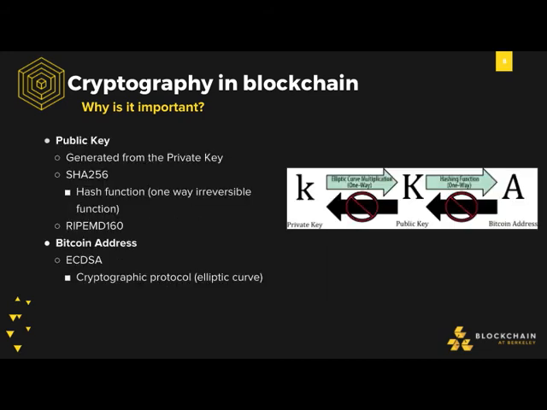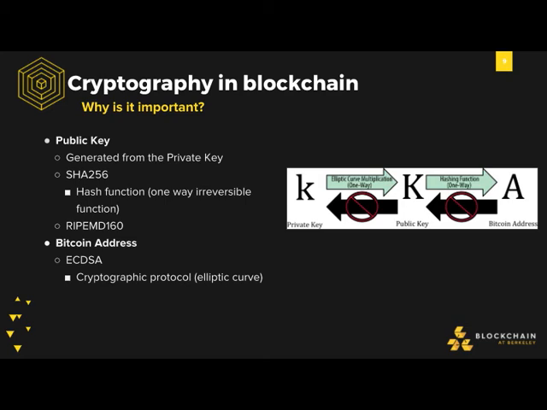So how do these exactly work? You start with a private key, which is just a random string, and you run it through the elliptic curve cryptographic protocol to come up with the public key. Once you have that public key, you run it through two hash functions, both SHA and RIPEMD-160, in order to get your Bitcoin address.